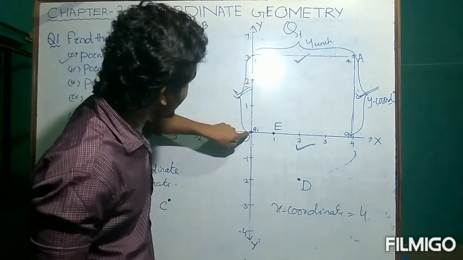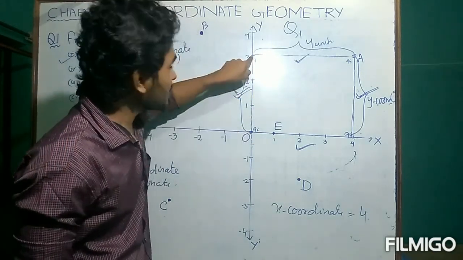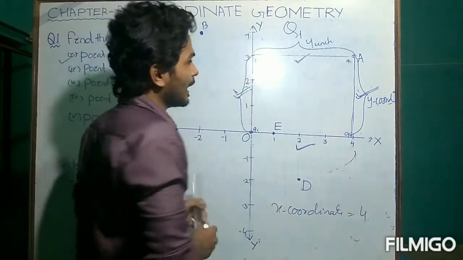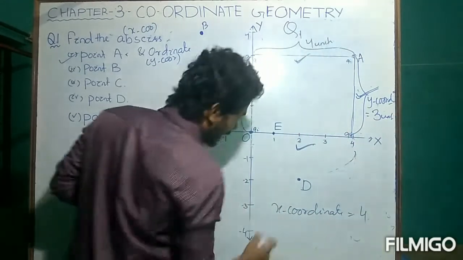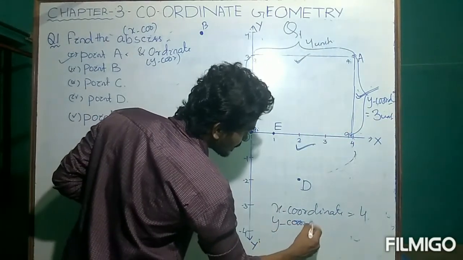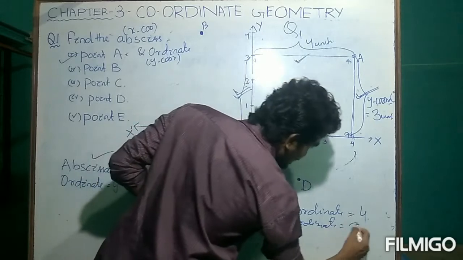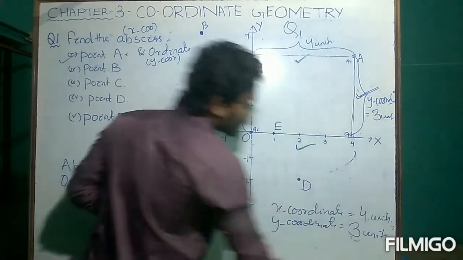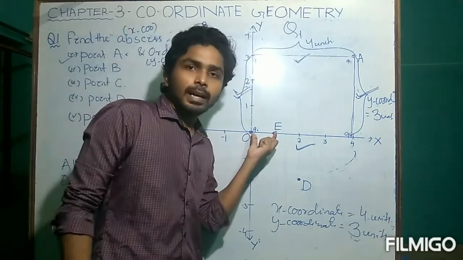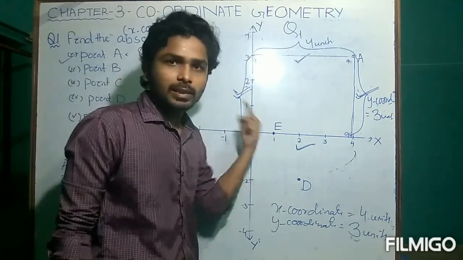Since it starts from the origin and ends at 3, that means it has 3 units. Hence you can write the y coordinate is 3 units. Write the units, because the distance between each consecutive number is 1 unit.